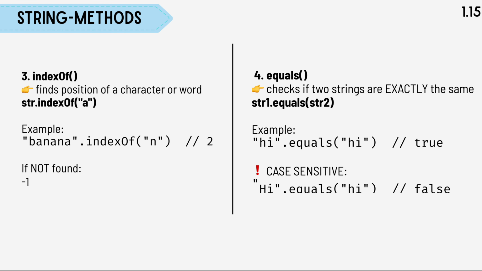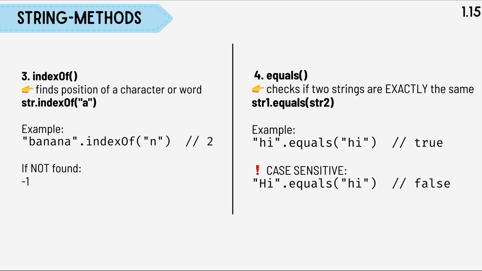A few other ones are indexOf. So when I'm searching for the index of n over here, it's going to give me 2 because 0, 1, 2. 2 is the n, it's going to give me the first index. And say it was q over here, and there is no q in the word banana, so it's just going to give me -1. Now equals checks if two strings are exactly the same.